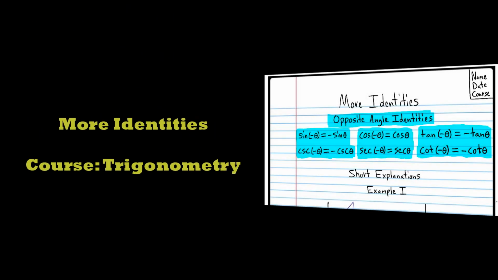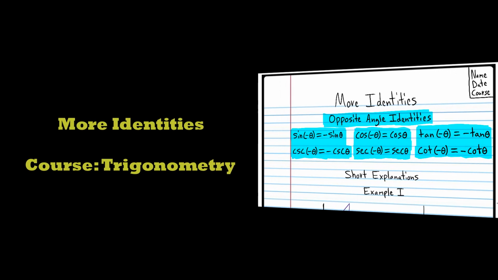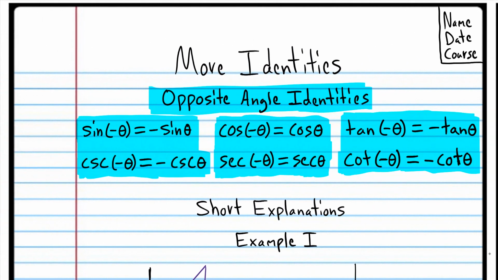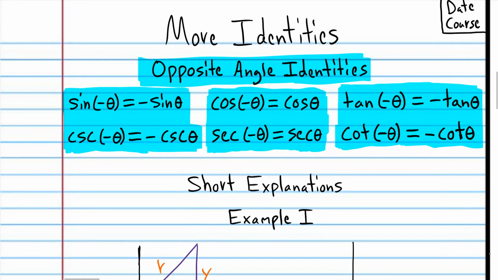This is my trigonometry course. Today we're going to learn a few more identities, and these are going to be some of the last equations that we have to learn in this course. So first we'll learn the opposite angle identities.